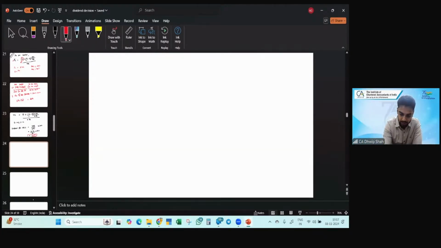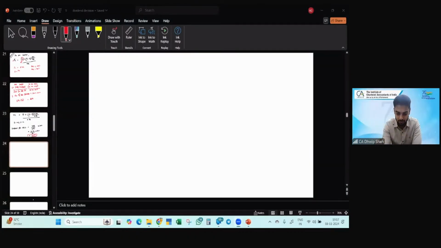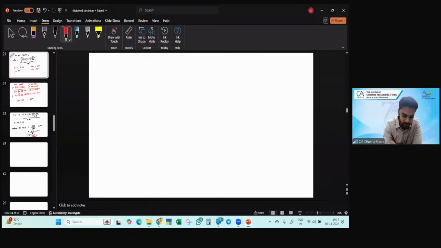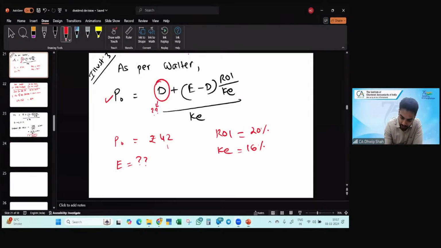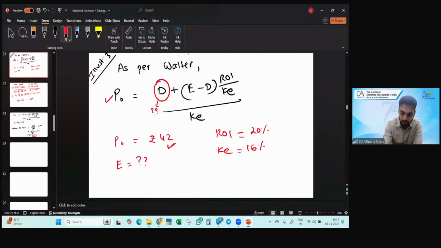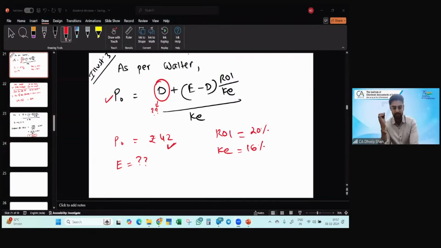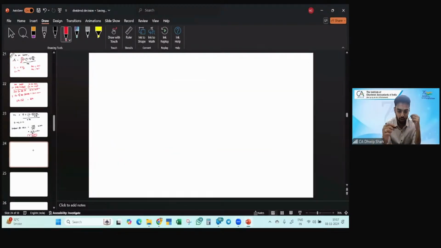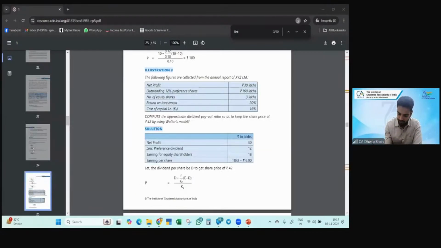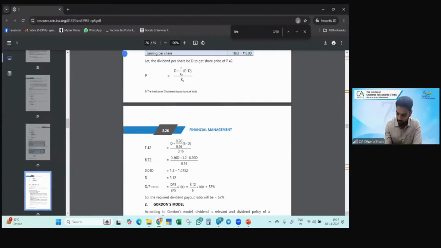Please all calculate at the optimum payout ratio. Rachna got 46.875. It should come greater than 42. Your answer should be greater than 42, then you have done correct. So when payout ratio is 0%, you can see market price would increase from 42 to 46.875. And if market price increases, it means wealth of the shareholder has increased. Understood how Walter model is working? So illustration 3 is done.